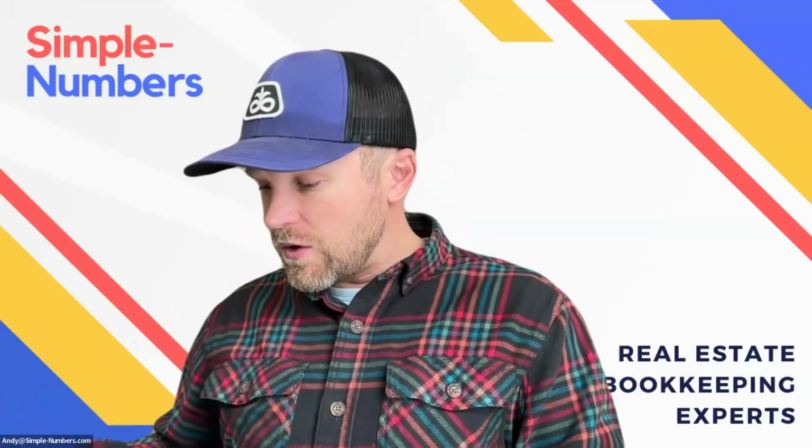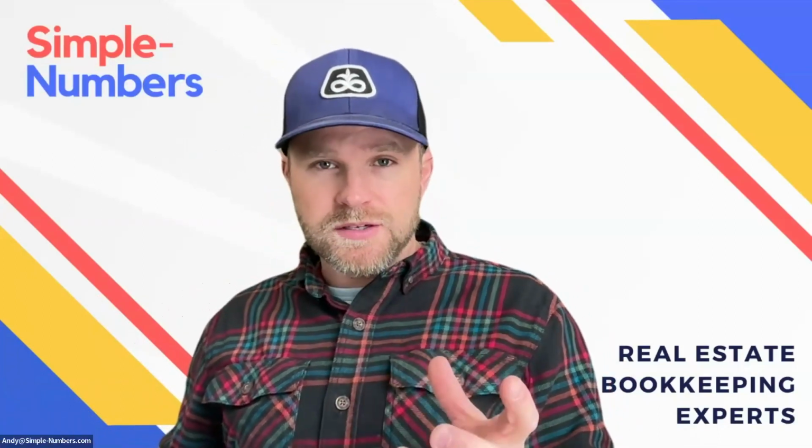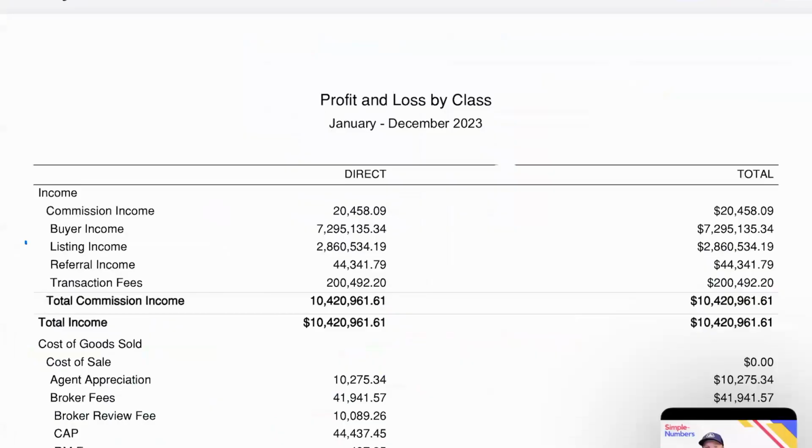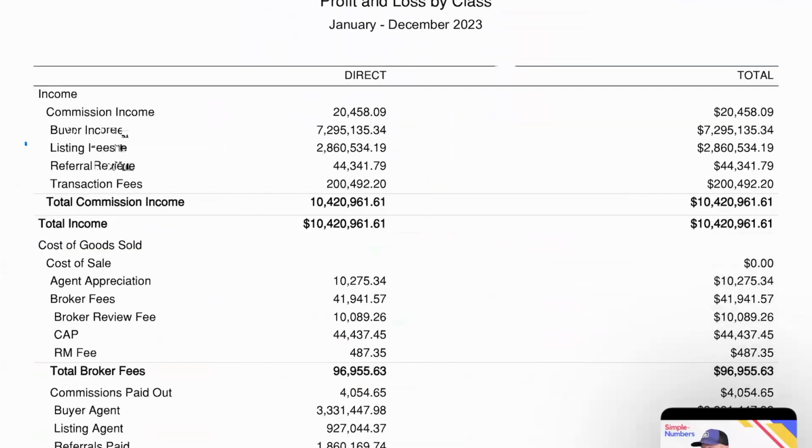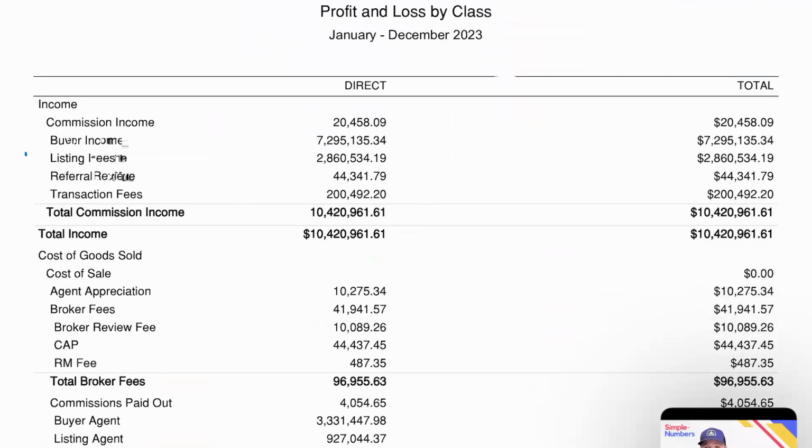What we have to do is understand first the P&L. This is an actual P&L of one of our clients. This is one of the top teams in the entire country. They're a team at a brokerage. They're not a brokerage. They probably have under 50 agents, and the owner is out of production.